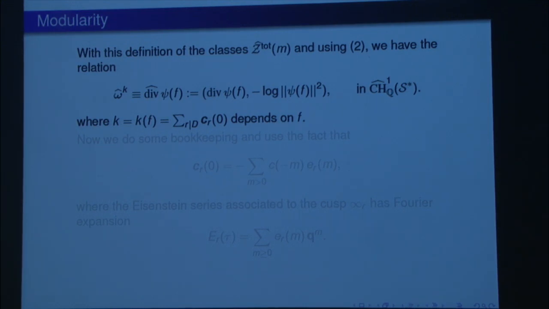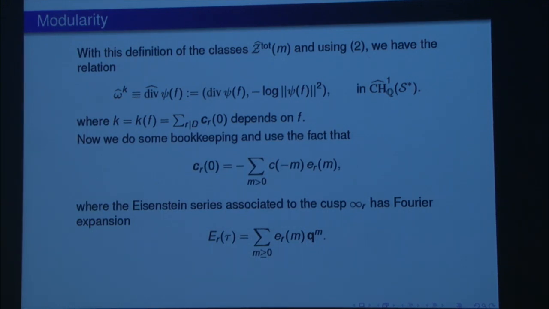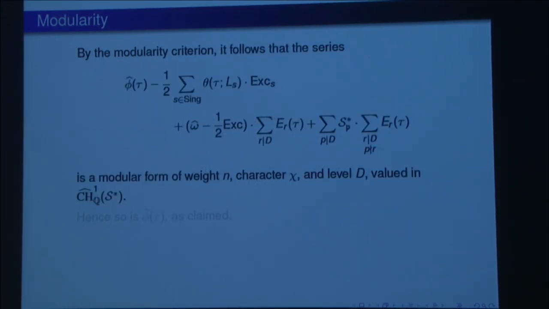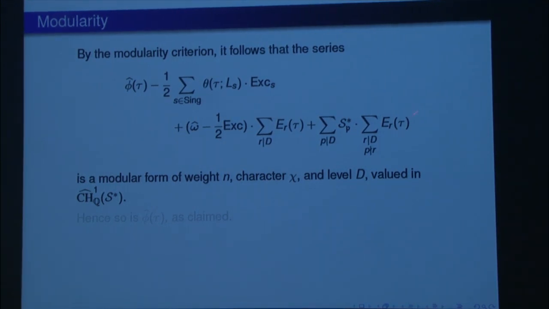So what that means is we now get a bunch of relations like this in the Chow group, depending on these f's, which are supposed to be providing the relations. You have to use some additional facts involving Eisenstein series, and so what you finally end up with is the fact that the phi hat minus some theta functions attached to the lattices attached to the singular points in the Pappas model, together with some Eisenstein series times special fibers, is modular. In other words, if we apply that Borcherds criterion with the relations that we've written down here, this is the thing that is proved to be modular.